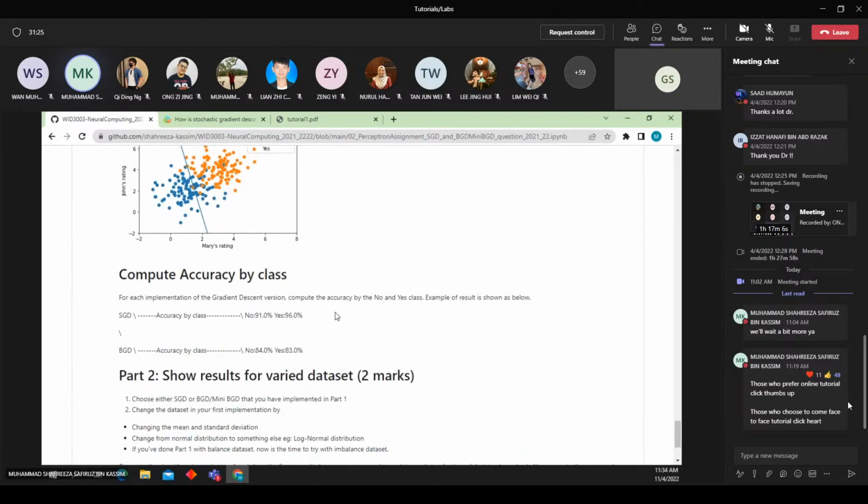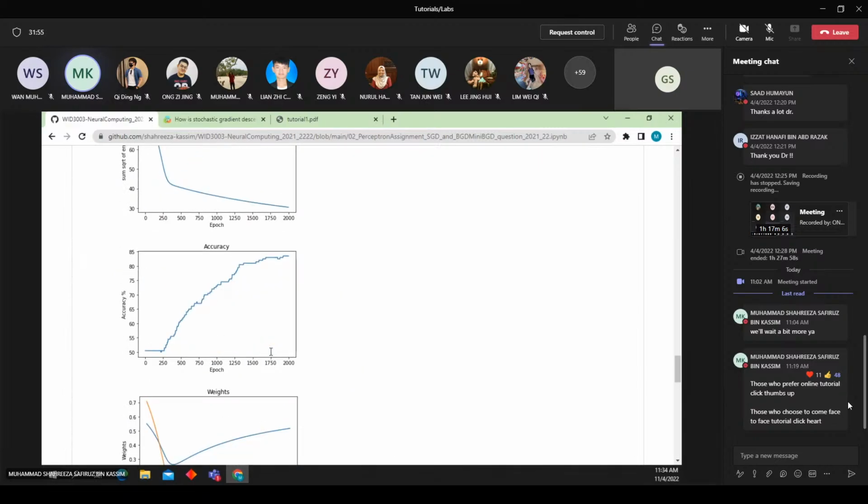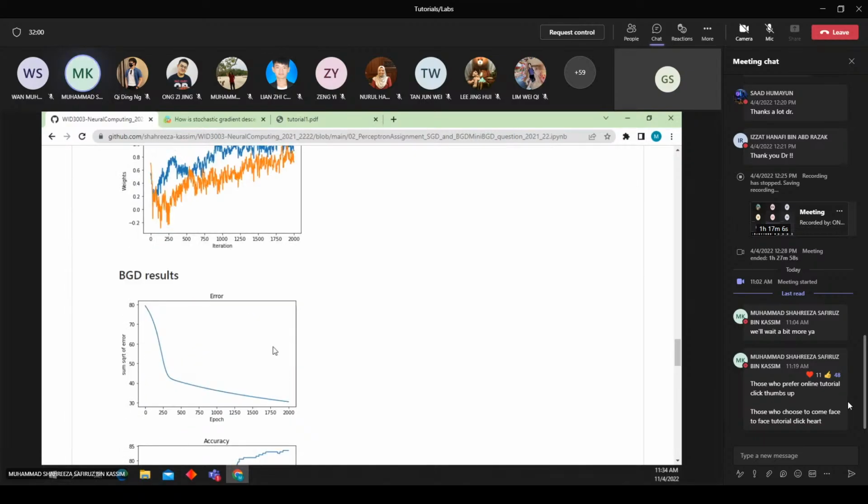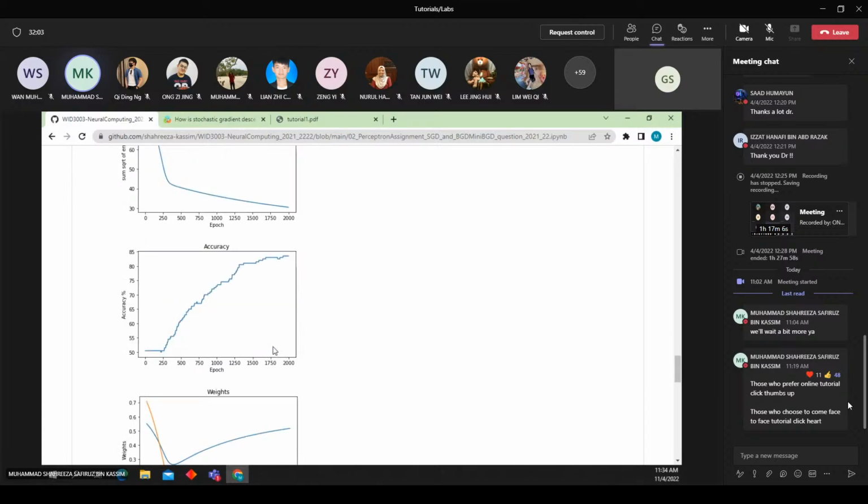And then in part 1, you also have to compute the accuracy by class. In this example, I have the SGD, so obviously it's predicting a little bit better for the yes class compared to the no class, but the batch gradient descent is not doing very well. There's a reason for that. If you look at the results of the figure here, you'll know why batch gradient descent isn't doing as well as stochastic gradient descent, and you'll see the difference.